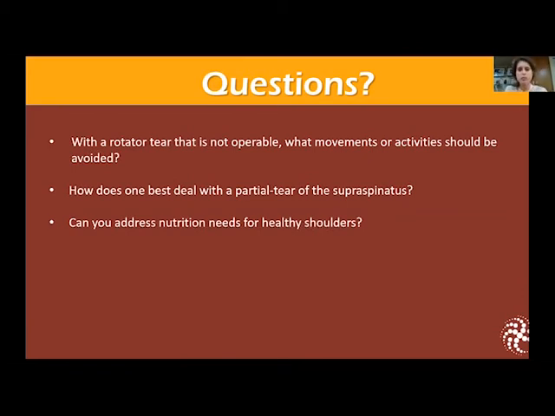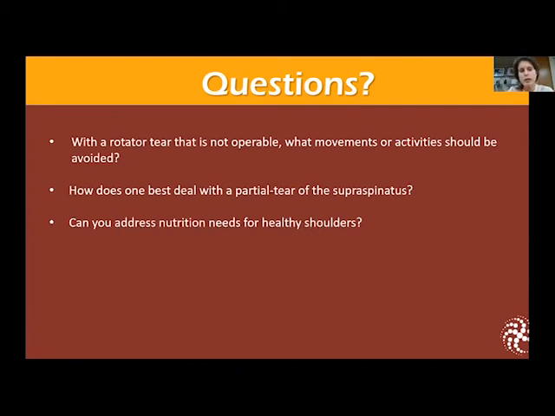What movements or activities should be avoided? So honestly, it's basically what makes it hurt, in a nutshell. Thankfully, we don't walk on our arms, so you're not going to be running on your arms, or maybe you are, in which case that's amazing. But generally, when there's a rotator cuff that's not repairable, we worry about arthritis.